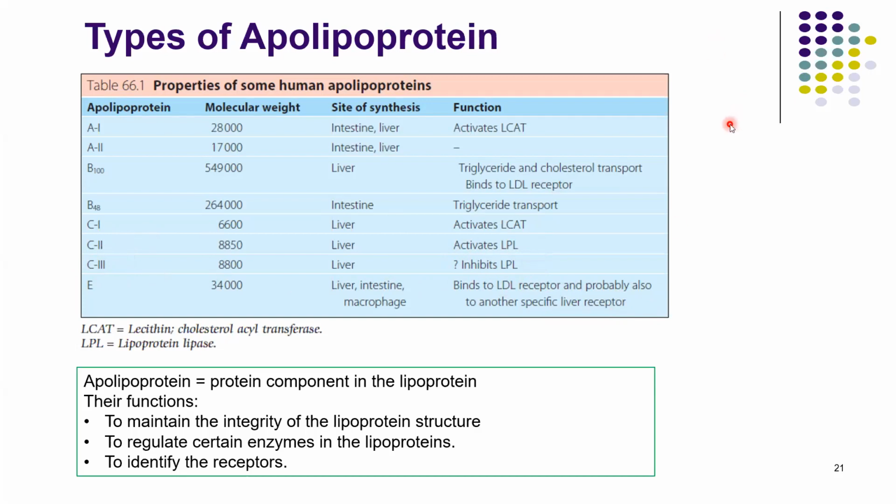All right. So apolipoproteins are the protein component in the lipoprotein. Their function is to maintain the integrity of the lipoprotein structure, because the structure has to have protein and lipid. Their main purposes are to maintain the integrity, to regulate certain enzymes in the lipoprotein, and also to identify receptors, just like the LDL receptor, which is identified by the B100.